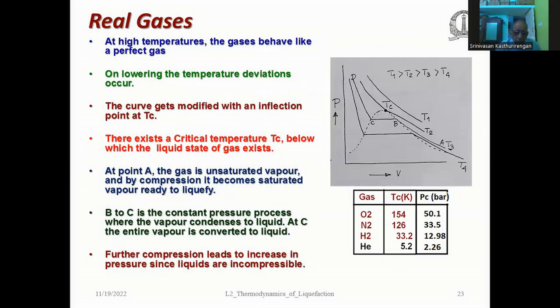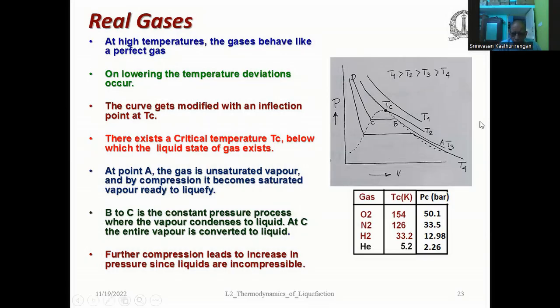Now, this we have seen also in the earlier lecture. As you keep on decreasing the temperature of a gas, in the PV diagram you find that there is an inflection point, and that inflection point indicates that the liquefaction of gas is now possible below this particular temperature. So this inflection point is known as the critical temperature. It's also followed by a critical pressure, below which only the liquid state of the gas exists.